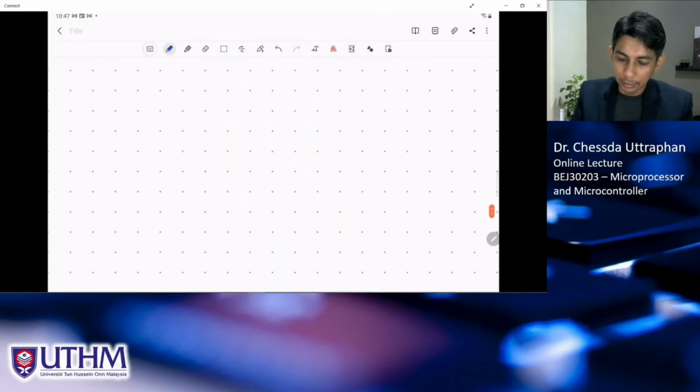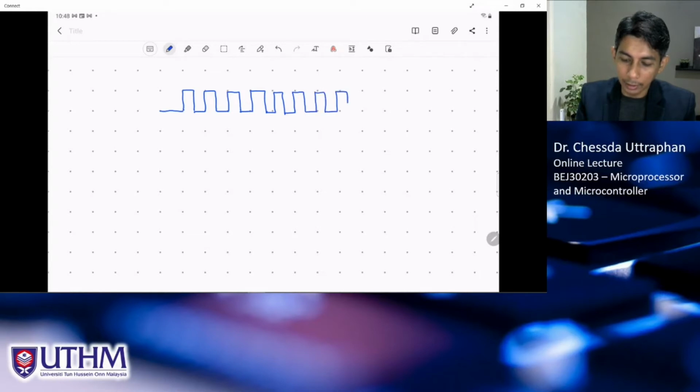So remember, in SPI, 1 clock cycle represent 1 bit. Okay, so for 1 byte data, we will have 8 clock cycle, right? How many cycle? 1, 2, 3, 4, 5, 6, 7, 8 for 1 byte data, right? So this is clock.